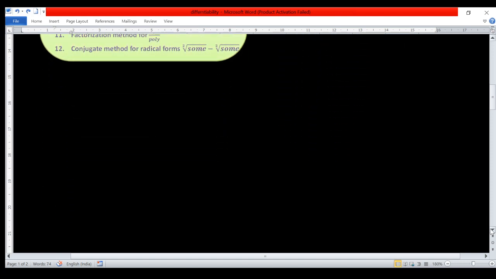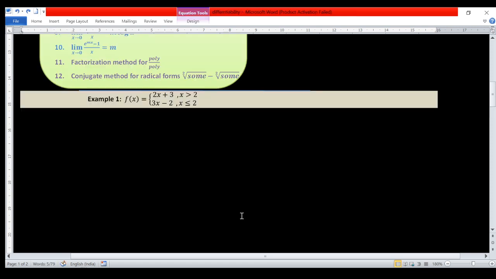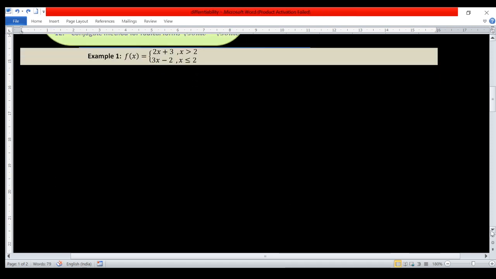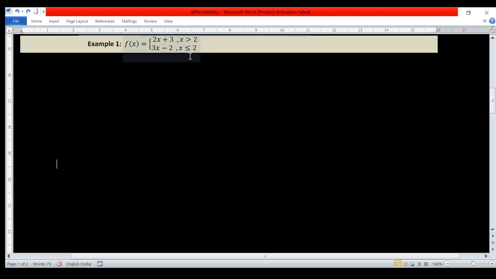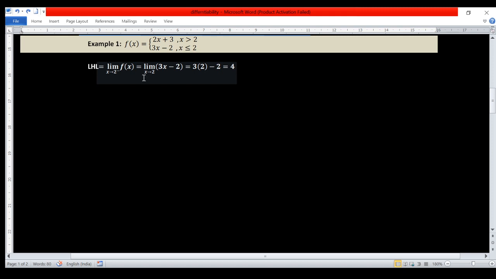Okay, so we'll go to an example. Example number 1: f of x is equal to 2x plus 3 for x greater than 2, and 3x minus 2 for x less than or equal to 2. So this is a branching definition. First I want to know whether the function is continuous or not. For that I will find the left hand limit: limit x tends to 2 minus of f of x. The 2 minus is an indicator that you have to choose less than 2. For less than 2 the function definition is 3x minus 2, so I have to use that. Then I substitute x equal to 2: 3 twos are 6, 6 minus 2 is 4.